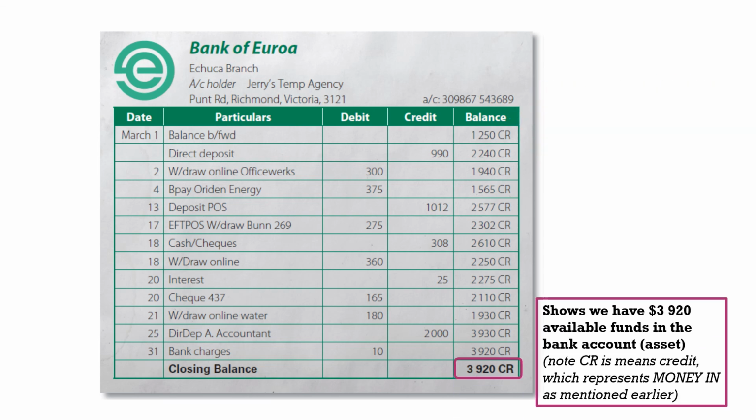In our closing balance, we can see that we have $3,920 of available funds in the bank account as at the end of the month. This is an asset to the business.